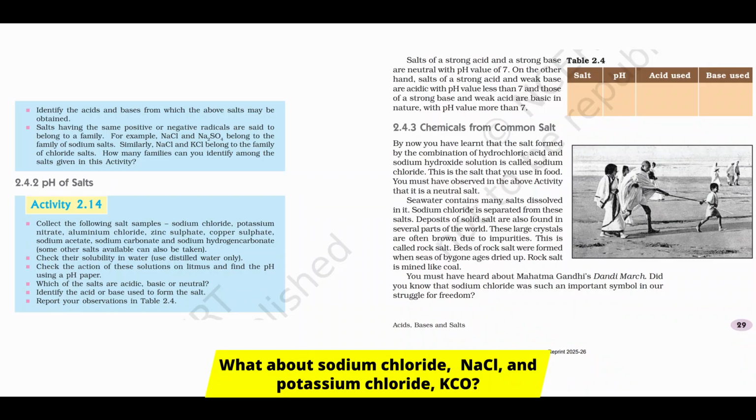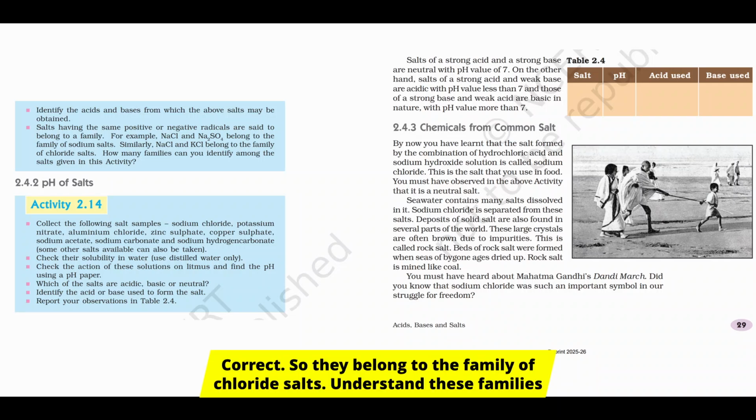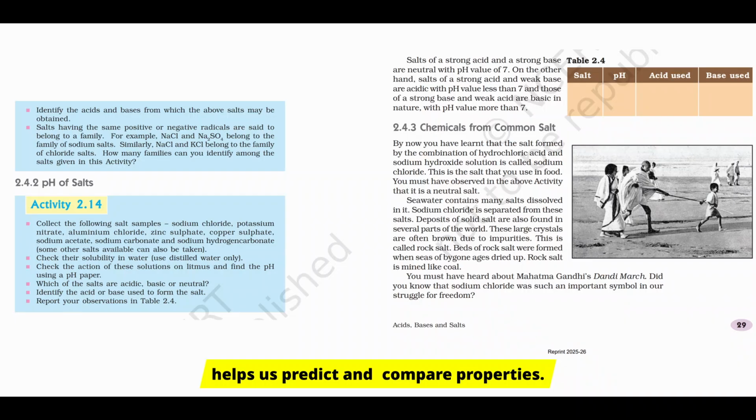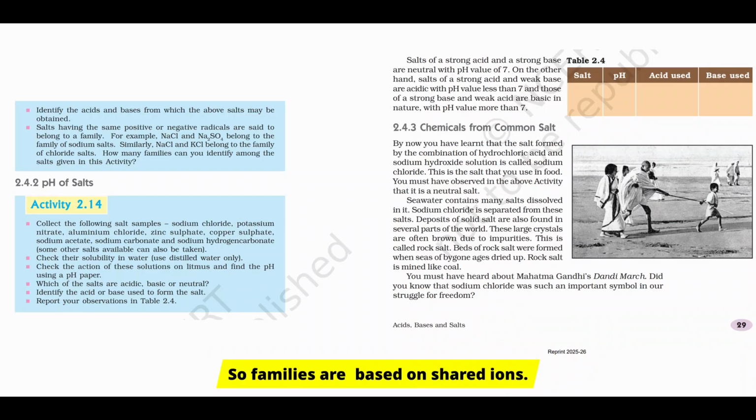What about sodium chloride, NaCl, and potassium chloride, KCl? They both have the chloride ion, Cl-. Correct. So they belong to the family of chloride salts. Understanding these families helps us predict and compare properties. Activity 2.13 in your text gives you practice identifying families from a list, good exercise for exams. Okay, so families are based on shared ions.